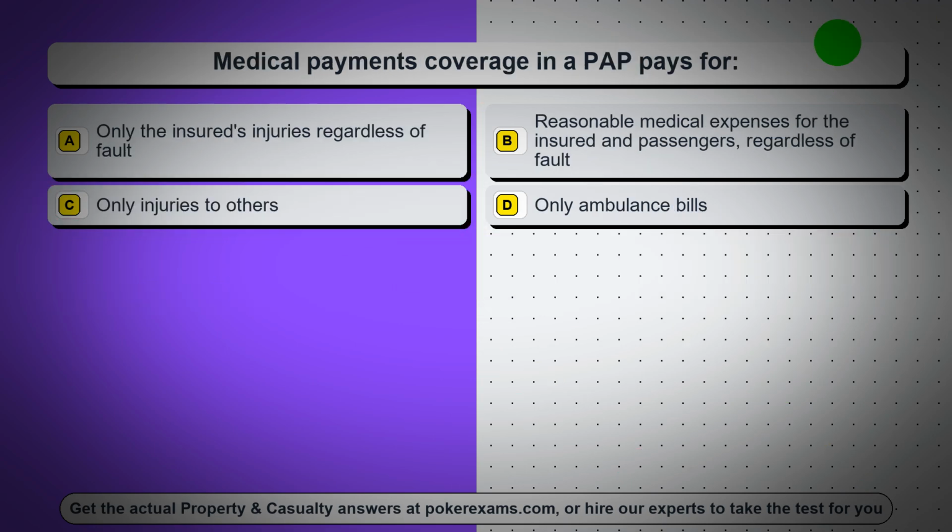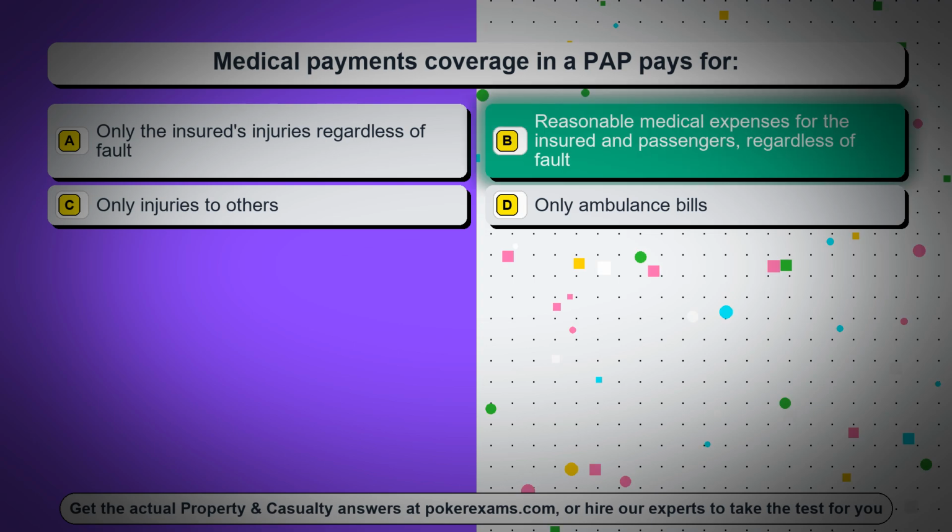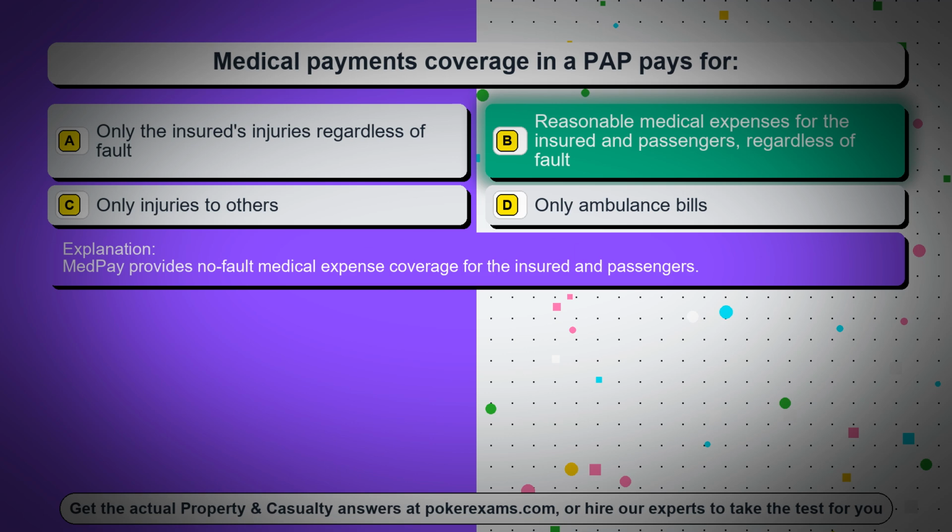Question 19. Medical payments coverage in a PAP pays for, option A, only the insured's injuries regardless of fault, option B, reasonable medical expenses for the insured and passengers, regardless of fault, option C, only injuries to others, option D, only ambulance bills. The correct answer is option B, reasonable medical expenses for the insured and passengers, regardless of fault. MedPay provides no-fault medical expense coverage for the insured and passengers.